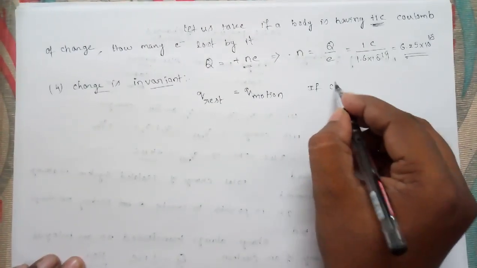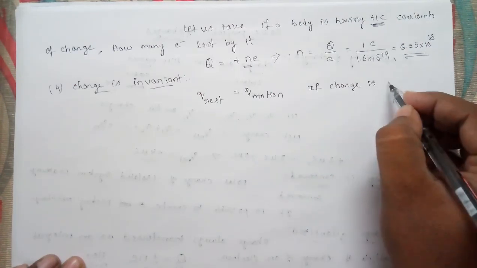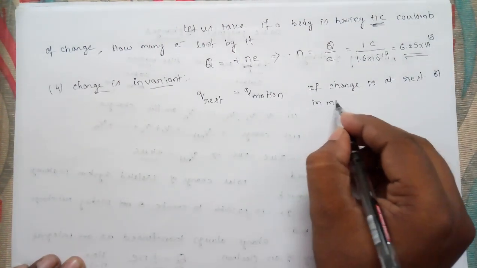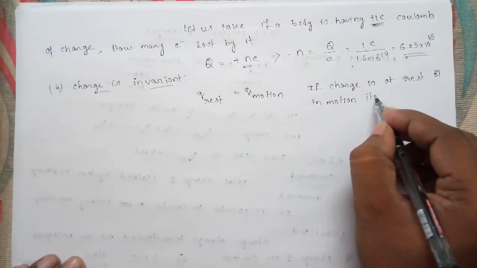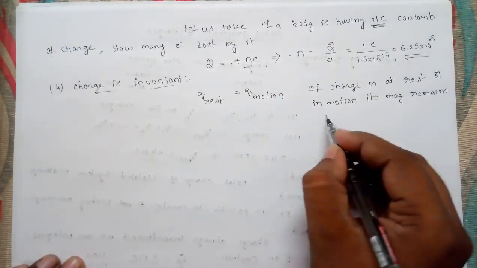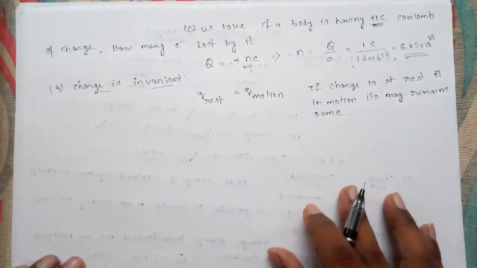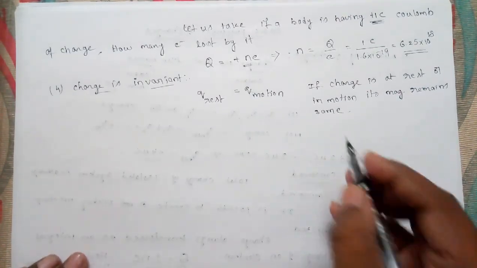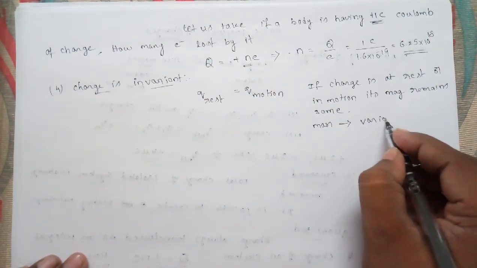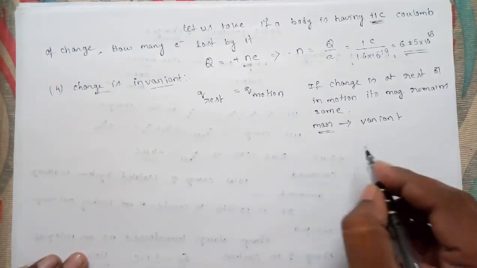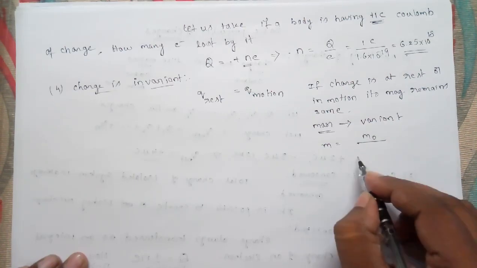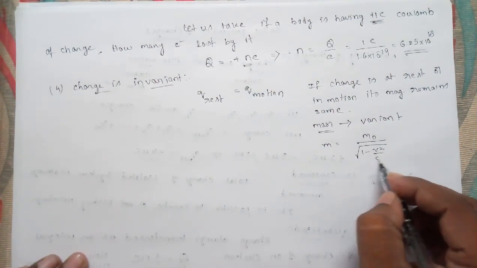So if charge is at rest or in motion, its magnitude remains the same. We can understand that. But mass is variant. Why is mass variant? In the sense that if the mass is in motion, mass m is equal to rest mass m naught divided by under root of 1 minus v square by c square.